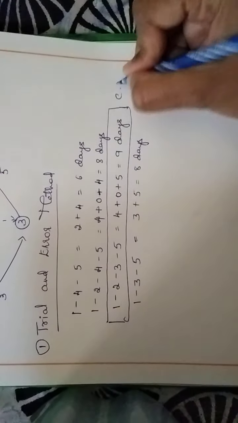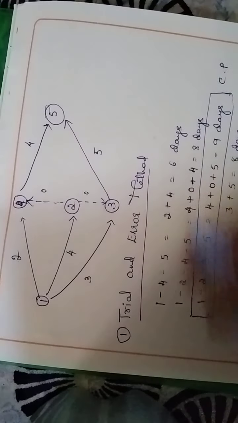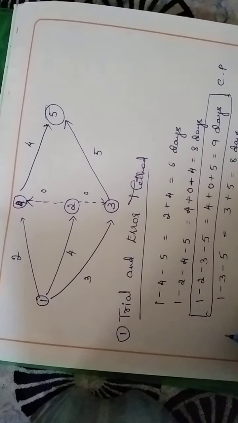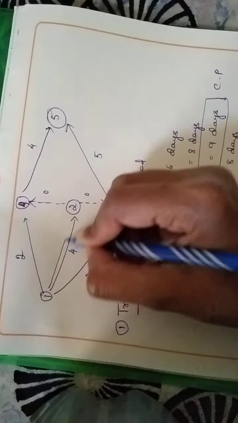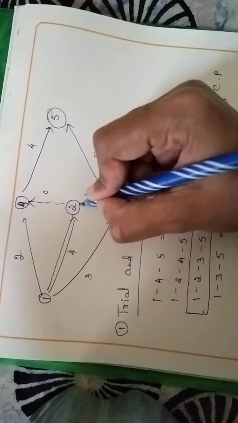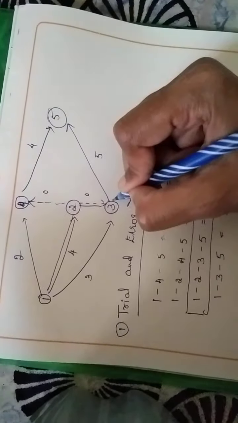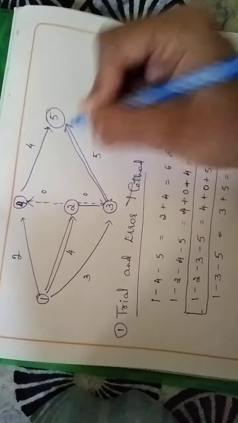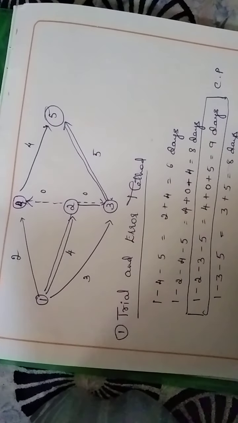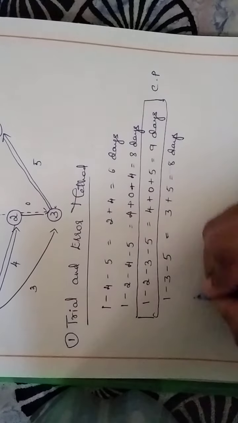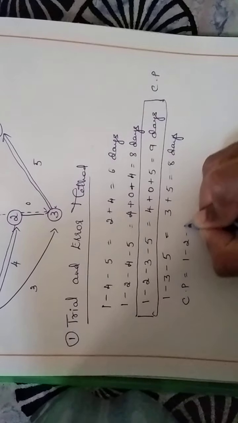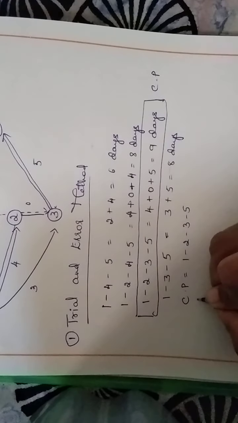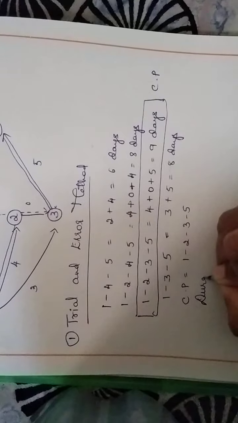So this is called as the critical path. Critical path is the longest path in the network diagram which consumes more time. So when you arrive at a critical path, that will be denoted with the double lines like this: 1 to 2, then 2 to 3, then 3 to 5. So it is denoted with the double lines. So now let us work out the critical path. So critical path is equal to 1 to 2, 2 to 3, 3 to 5. So the duration or the time is 9 days.